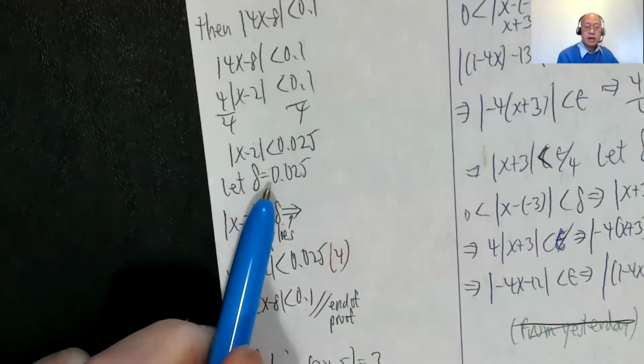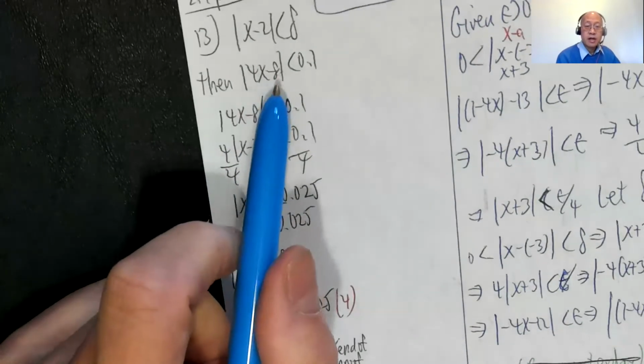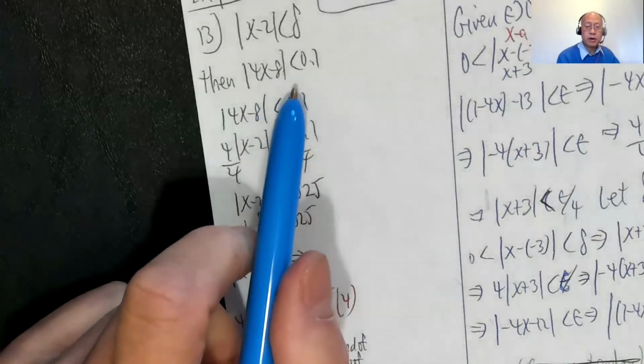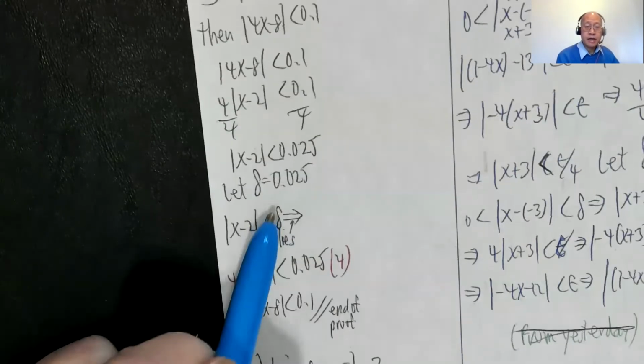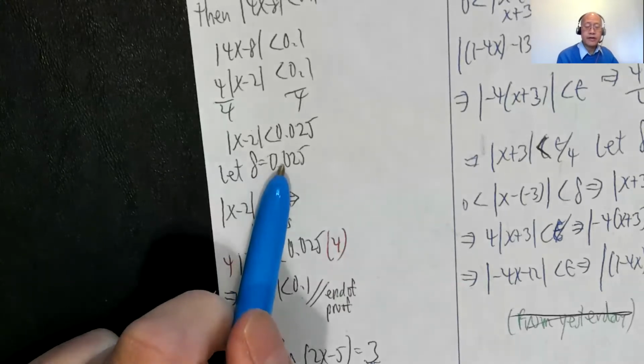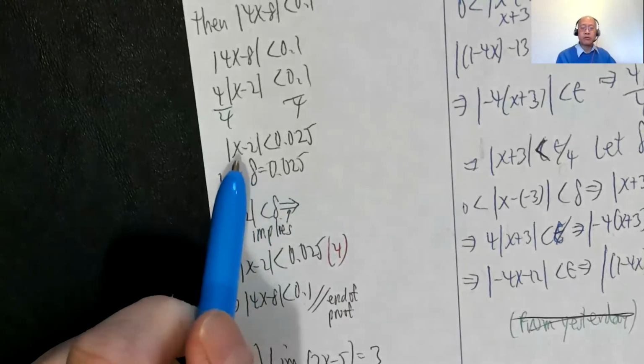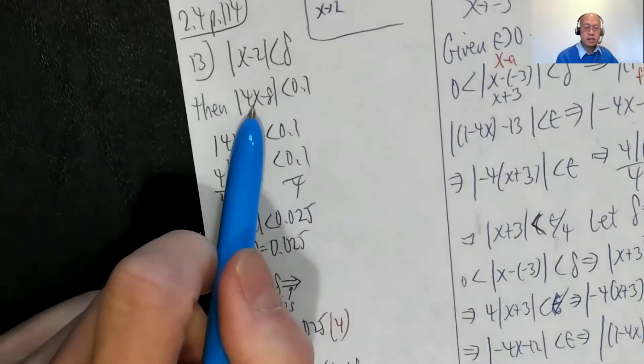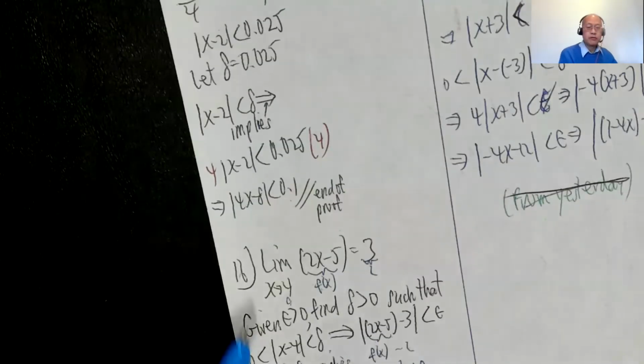Okay, so whenever delta, if epsilon is less than 0.1, okay, then the delta being 0.025, I have satisfied the requirement that whenever this is true, then this is true. Okay, so how do I do all the other kind of proofs now?